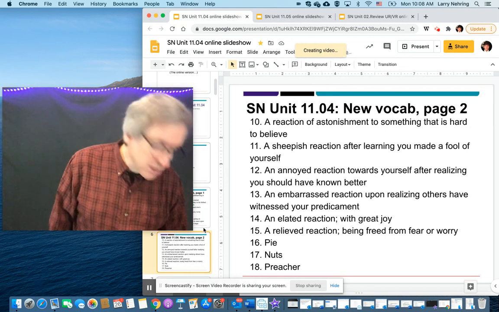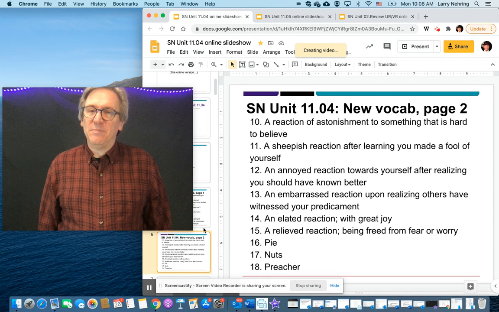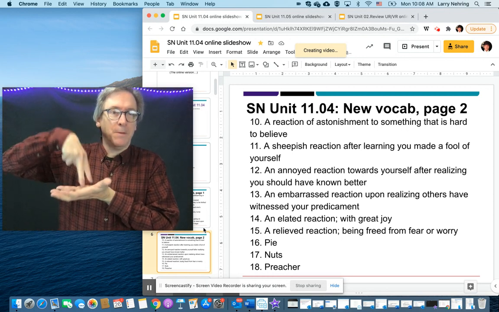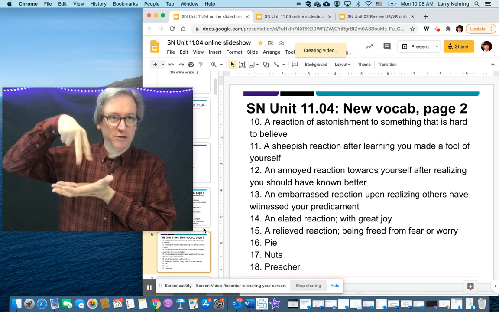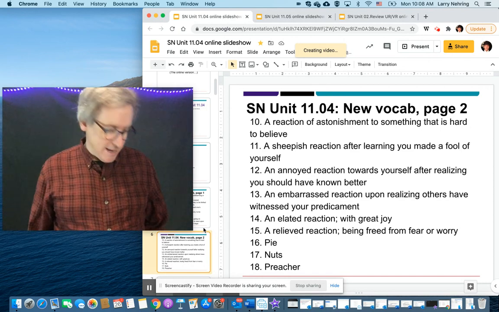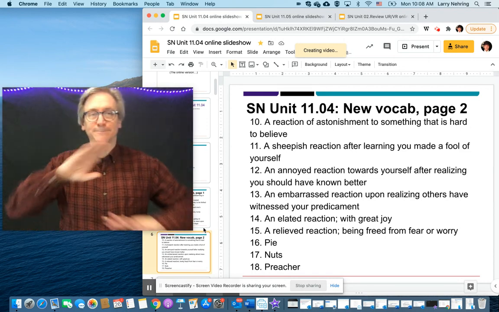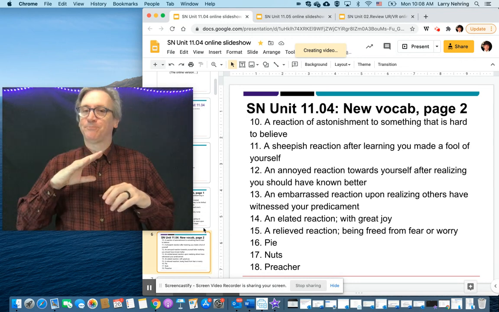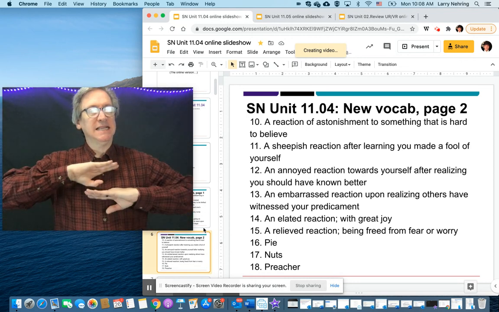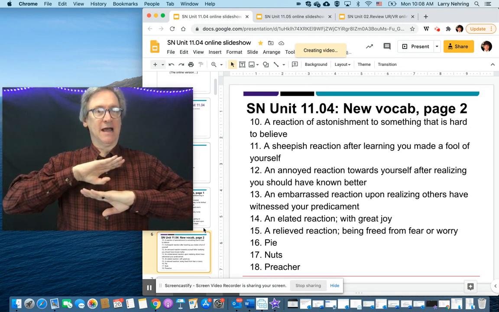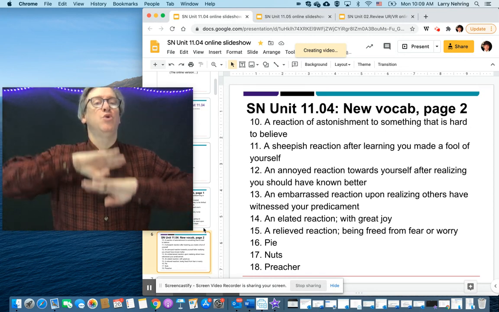Elated reaction, that great joy, jumping for joy, literally, right? You're jumping. Oh, I'm so excited. And being free from worry. It's also a sign for satisfied or relieved. Relieved goes down because you're like, oh.